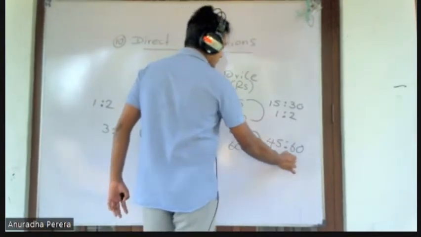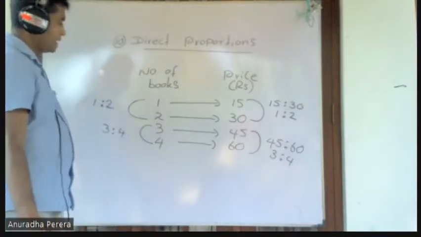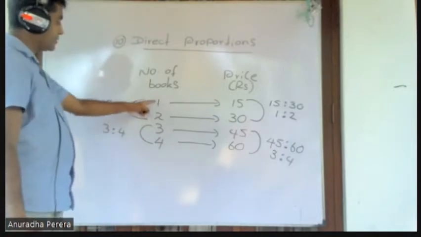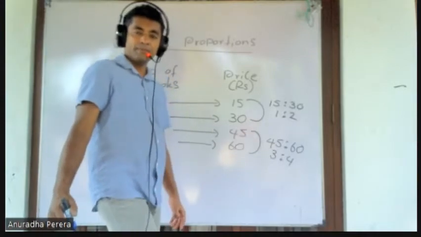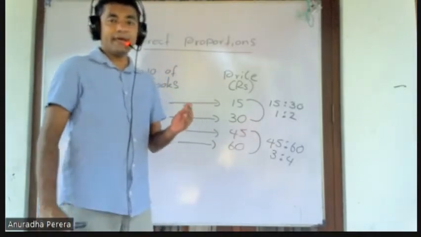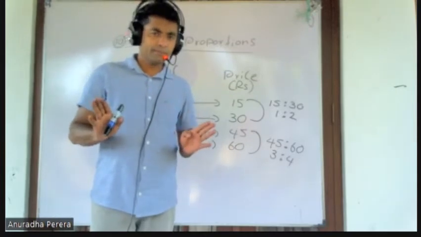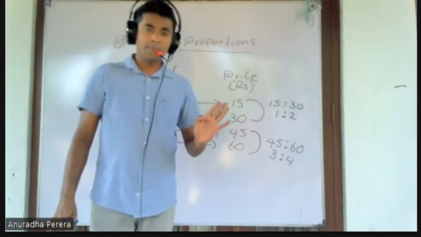Sir, can't we get 1 and 4? 1 and 4, yes, no problem. 1 to 4. 15 to 60 means 1 to 4. When one quantity increases, the other one also increases with the same ratio. Such a relationship is called a direct proportion.